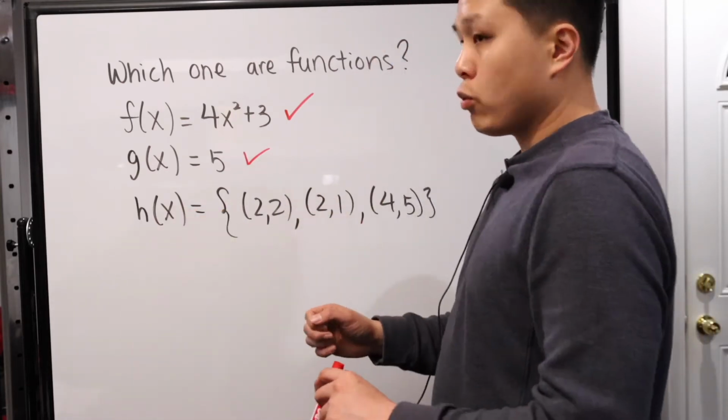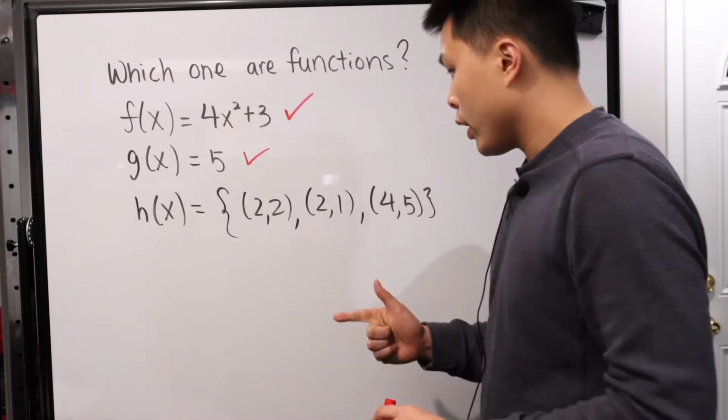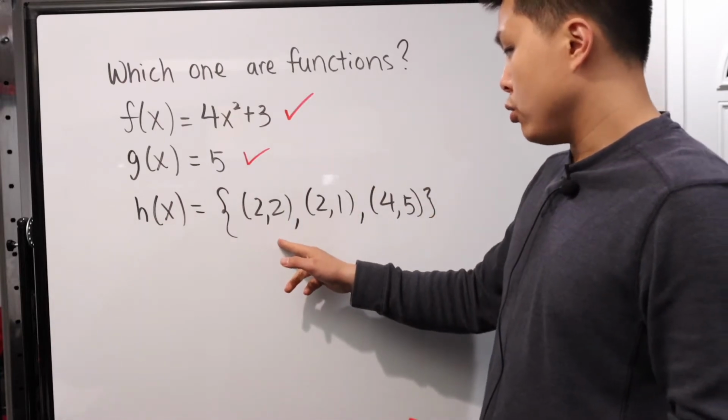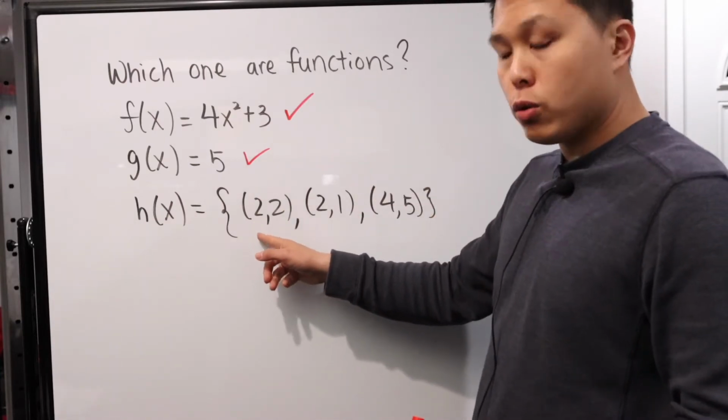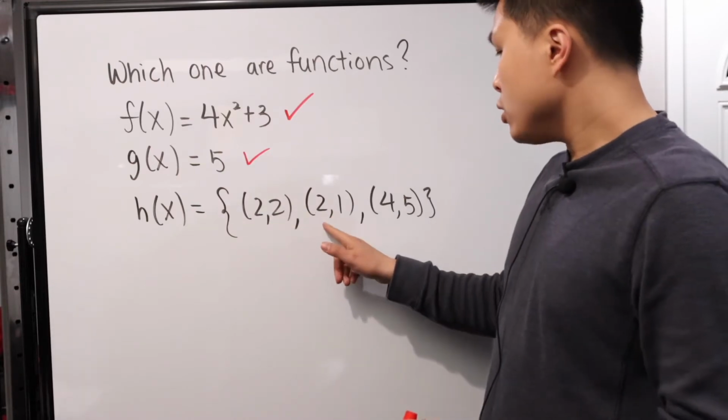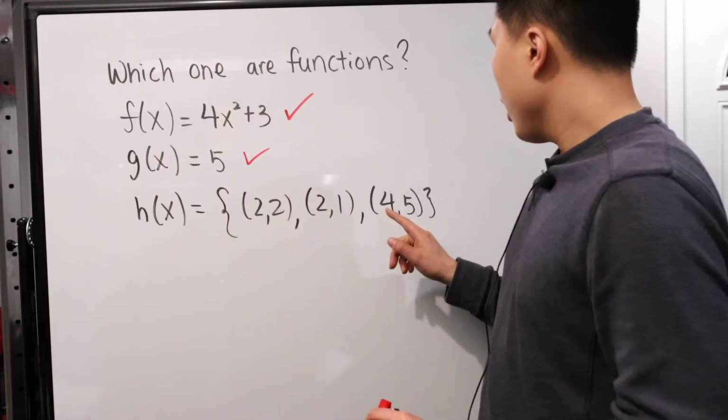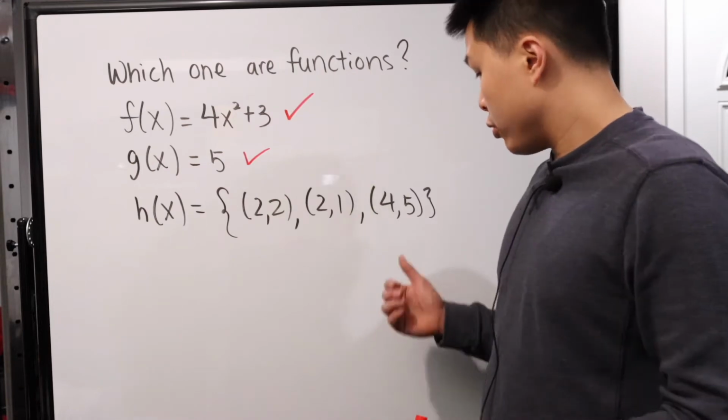Here we have h of x. Once again, remember, one input, one output. So you have (2, 2). That means if you put in 2, you get 2. Great. If you put in 2, you get 1. Okay. If you put in 4, you get 5.